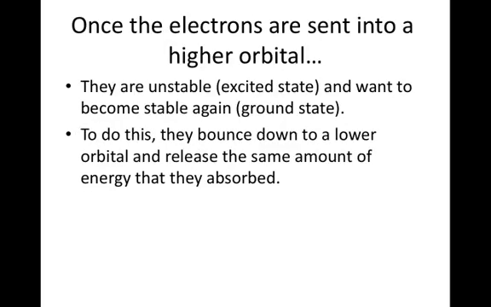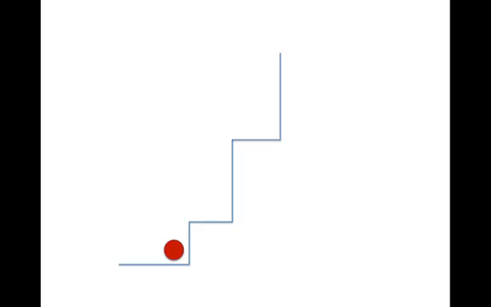Now, once the electrons are sent into a higher orbital, they're unstable. They're in the excited state, and they want to become stable again, back down to the ground state. To do this, they bounce down to a lower orbital and release the same amount of energy that they absorbed. So we're getting closer to the reason why they glow here. We hit it with this energy. It jumps up to the next quantum level. When it bounces down, it releases that energy in the form of light, some wavelength of light.